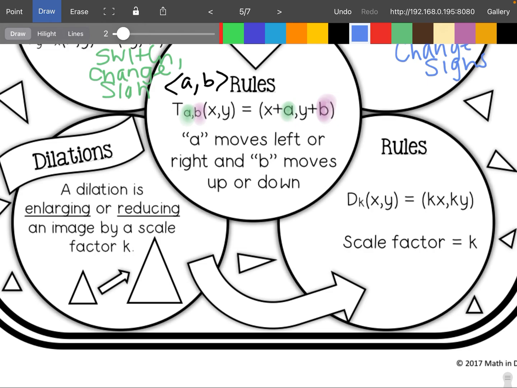is dilation. So dilation is the only thing that makes something bigger or smaller. If k is greater than 1, that's enlarging. If k is less than 1 but greater than 0, it's going to be a reduction. You also might encounter a negative dilation. A negative dilation is a combination of a dilation and a 180-degree rotation.